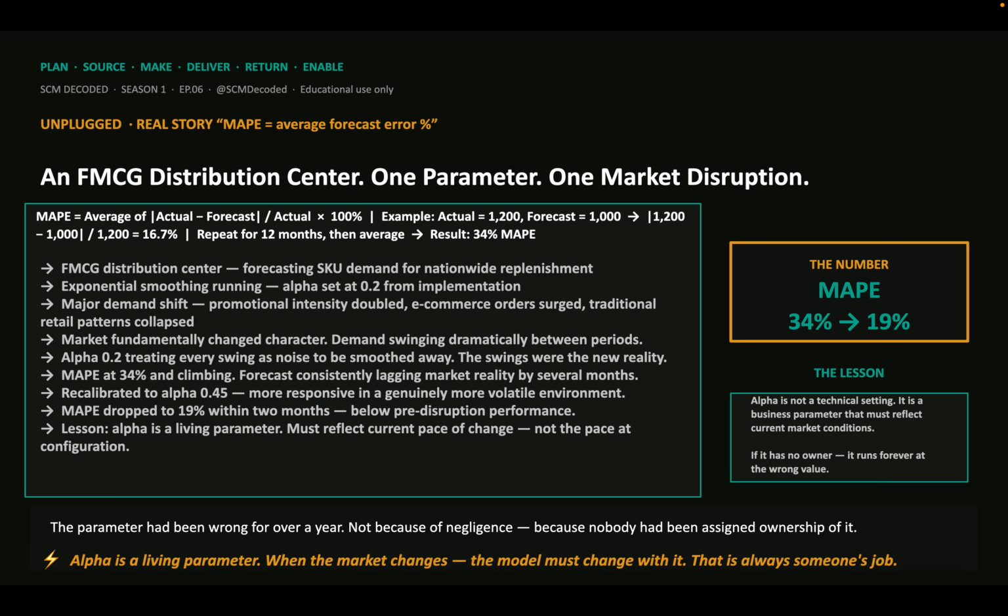Then the new CSCO suggests recalibrating alpha. Alpha shifts to 0.45, more responsive in a genuinely more volatile environment. MAPE dropped to 19% within 2 months, below pre-disruption performance. The parameter had been wrong for over a year, not because of negligence, but because nobody had been assigned ownership of it. So, alpha is a living parameter. When the market changes, the model must change with it. That is always someone's job.